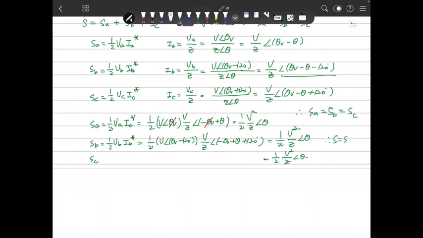Therefore, total S is SA plus SB plus SC. So that will be 3 half G V square ∠θ, which is 3/2.